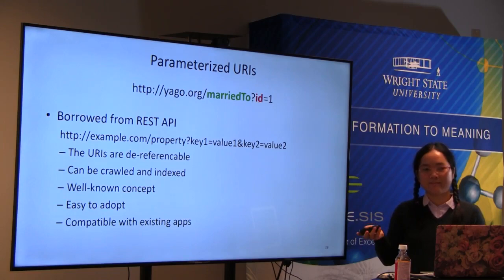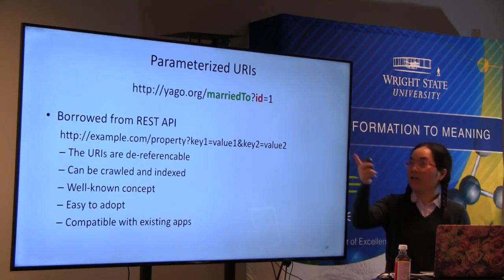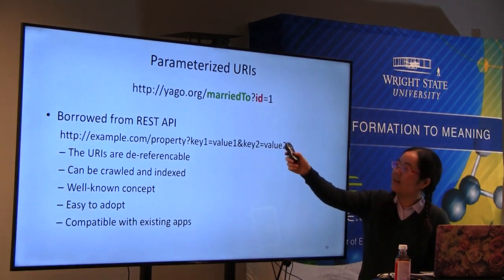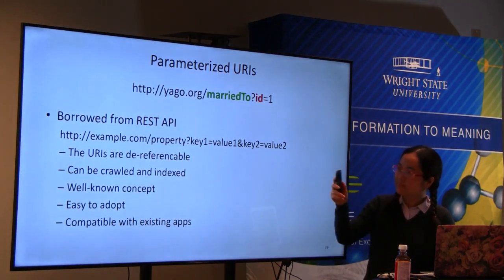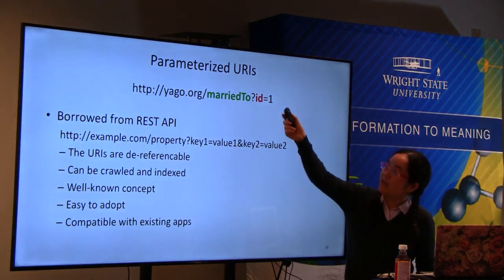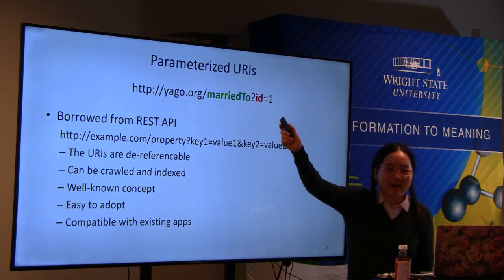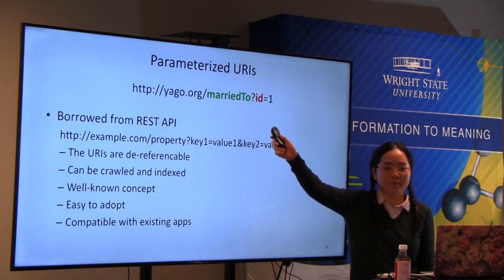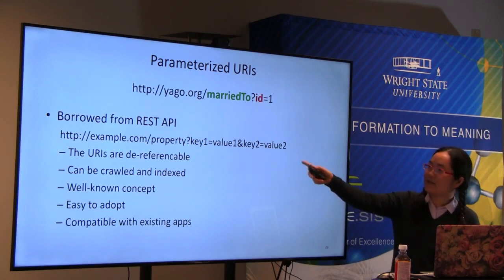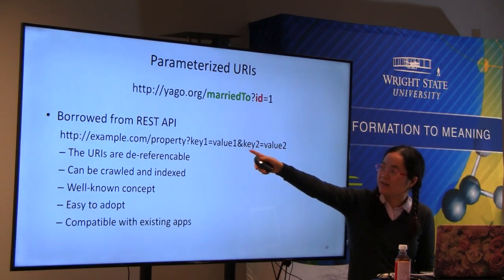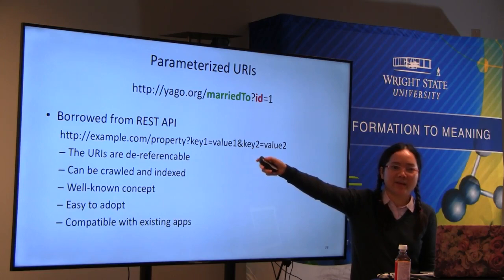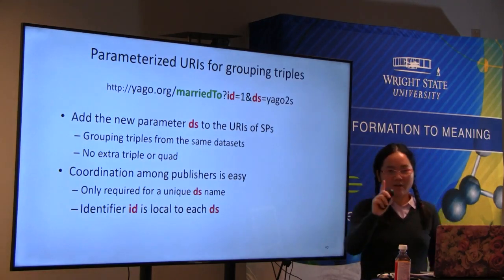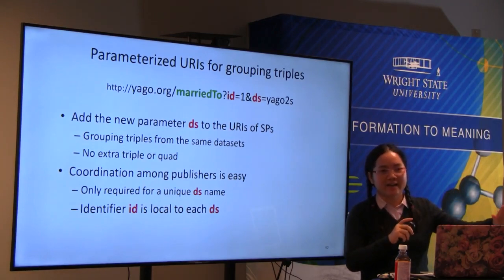So are you going to say that the properties are now parameterized functions? Something like that. For the URI of the same property, we add parameters, and it serves multiple purposes. This is a typical REST API. On the next slide, another one is for serving the RDFa.